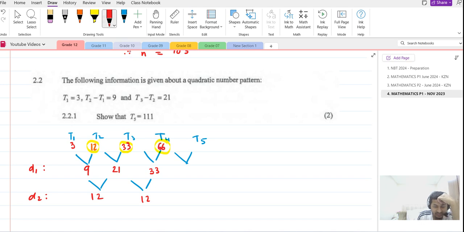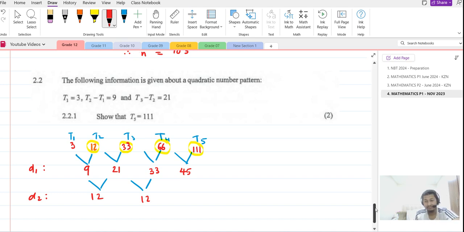Because 66 minus 33, and then adding 12 here, if you're going to add 12 here, you're going to get the next value, which is 45. So we're going to get 66 plus 45. Sixty-six plus 45, 60 plus 40, so we're getting 111. Right, so we showed that term 5 is 111.